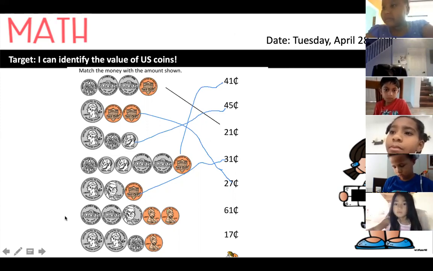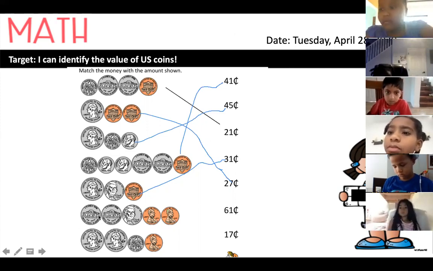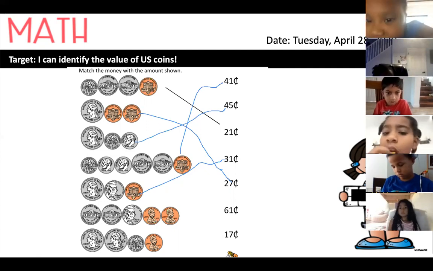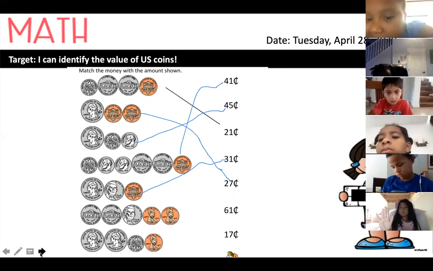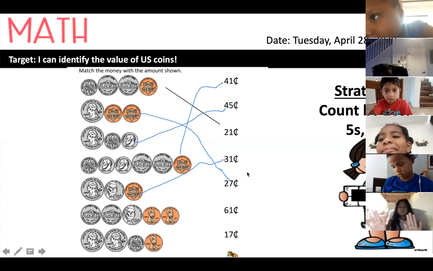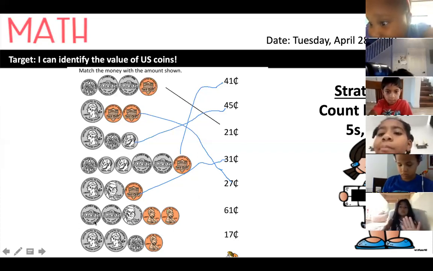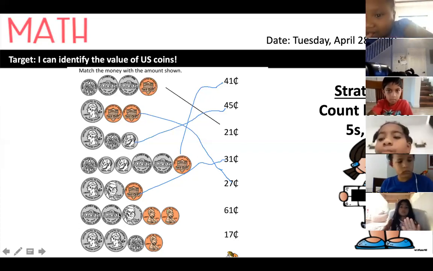Okay, let's count together. Something you can use when you're counting money is your skip counting strategy, right? Like counting in 5s, counting in 10s, or just counting in 1s, right? So you can use a strategy of skip counting. So let's all together, you can keep your mics muted. Let's go ahead and skip count beginning with 5s because these are all nickels.